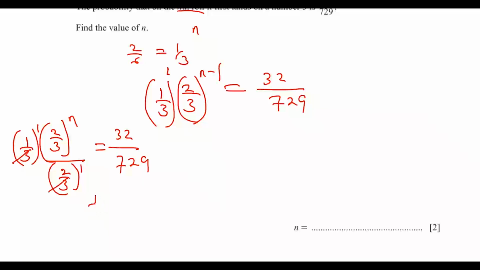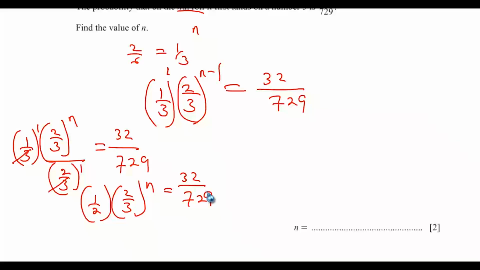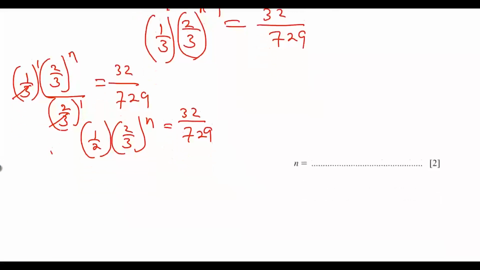So we are left with 1 over 2 multiplied by 2 over 3 to the power of n, then equals 32 over 729. So the next thing you could do here is to multiply both sides by 2 over 1. So if you do that, we're going to have 2 over 1 multiplied by this. Let me take another line so that you can follow the solution very well. So let's scroll down a little bit.